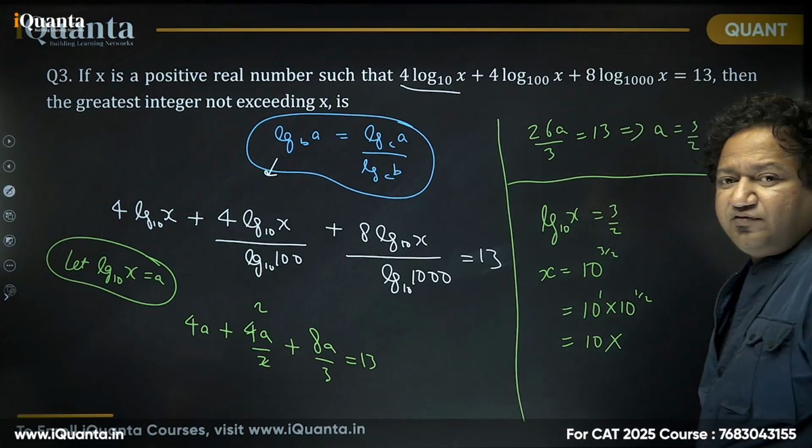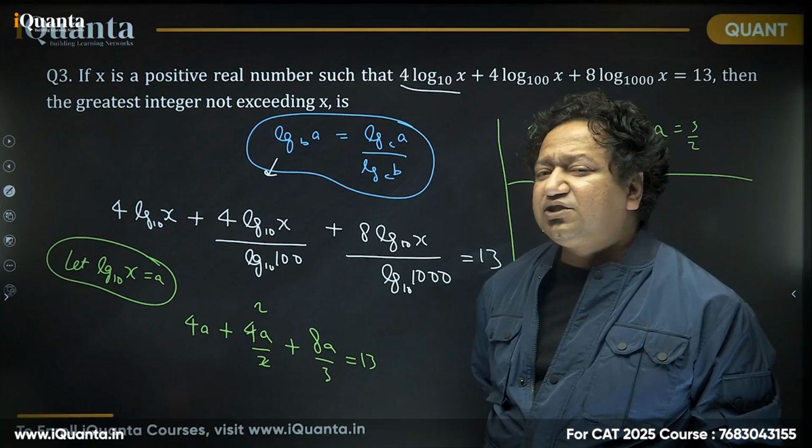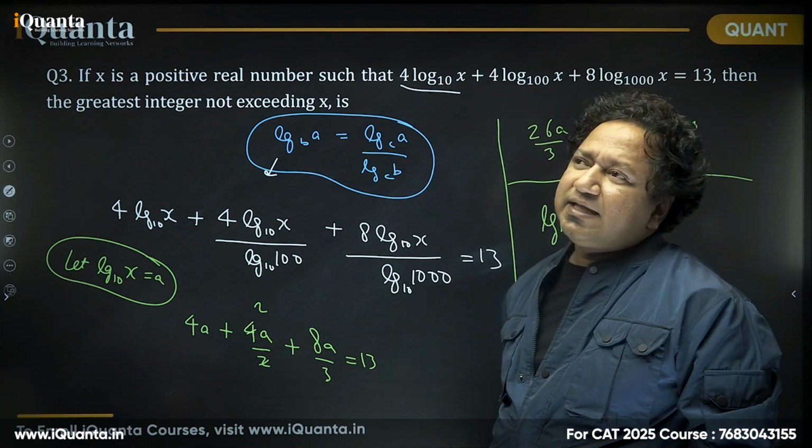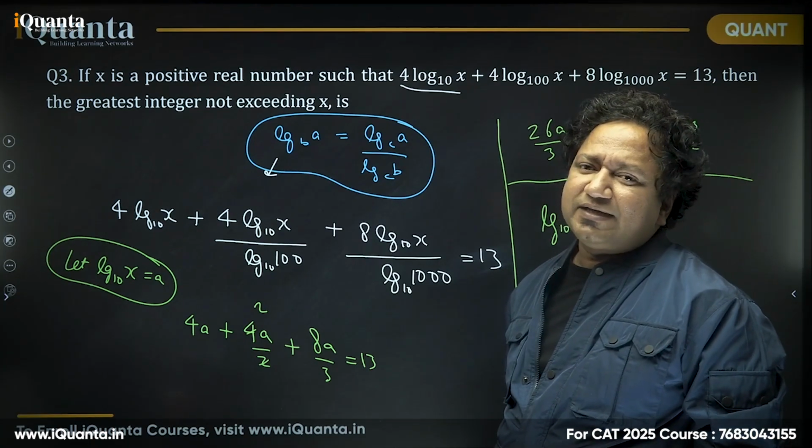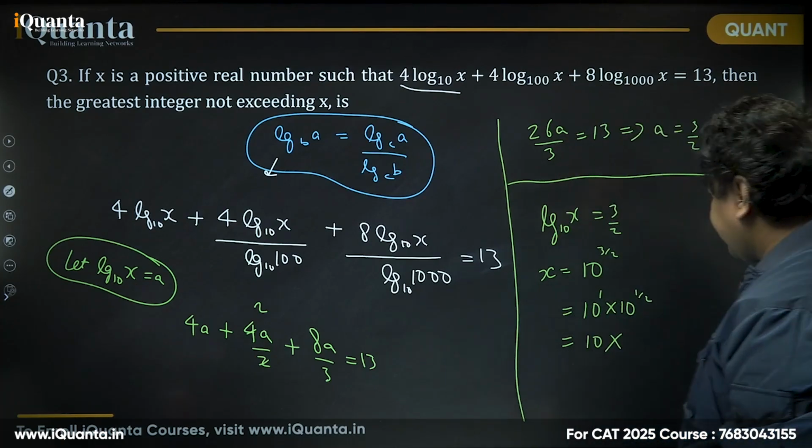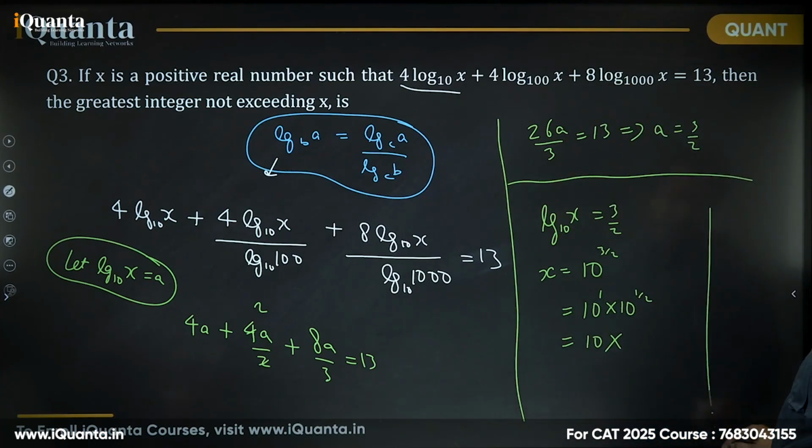What exactly is that? This is something which we probably won't be knowing. But there's one thing we are sure of: 3 square is 9 and 4 square is 16. So the square root of 10 must be lying between 3 and 4. That is for sure, right?